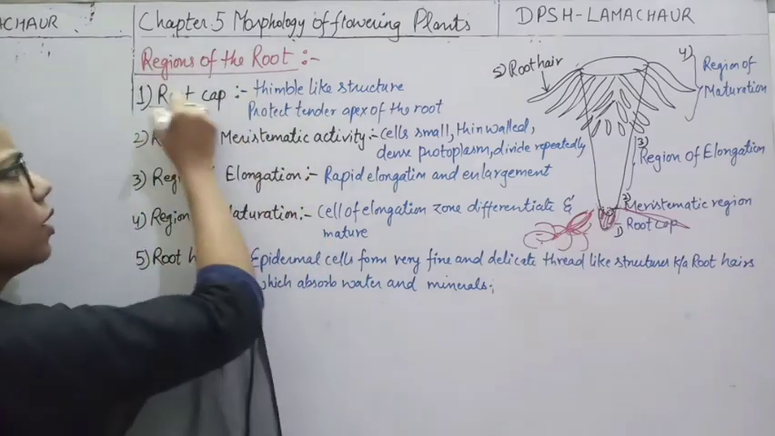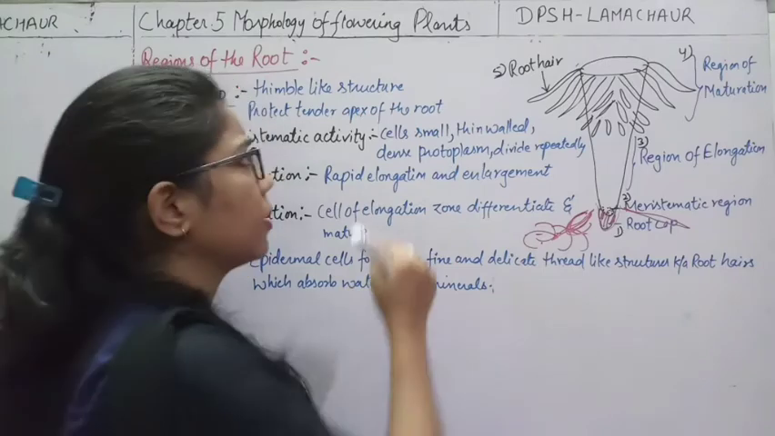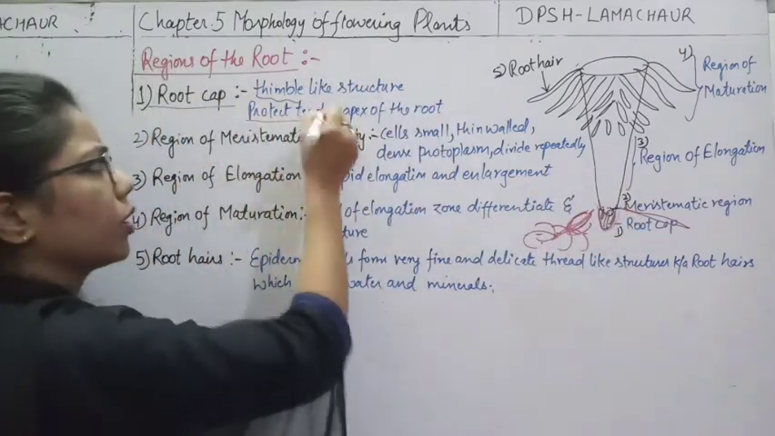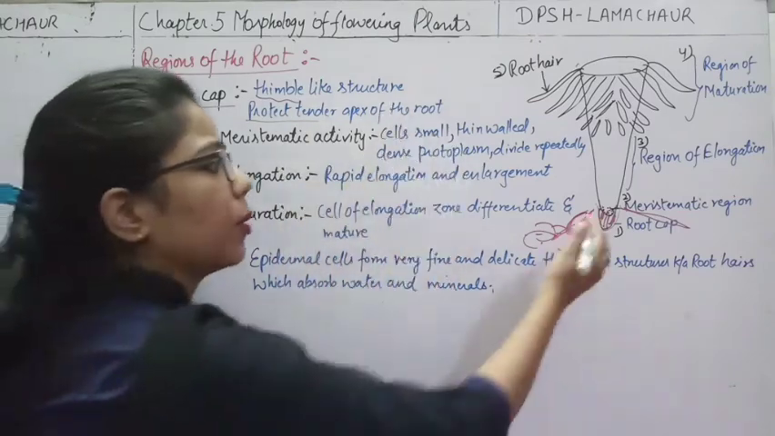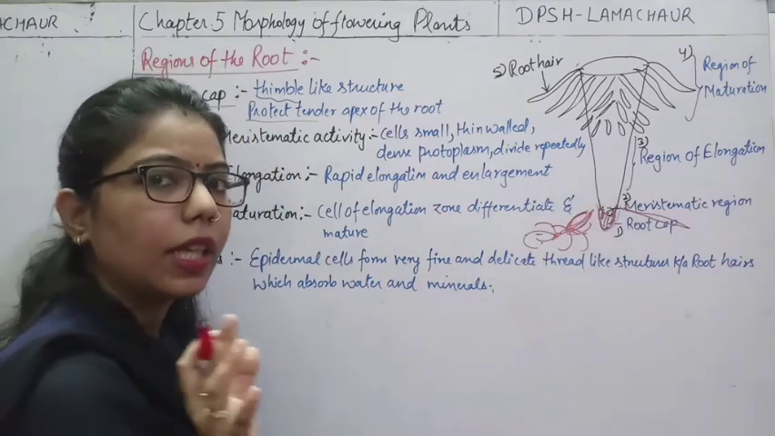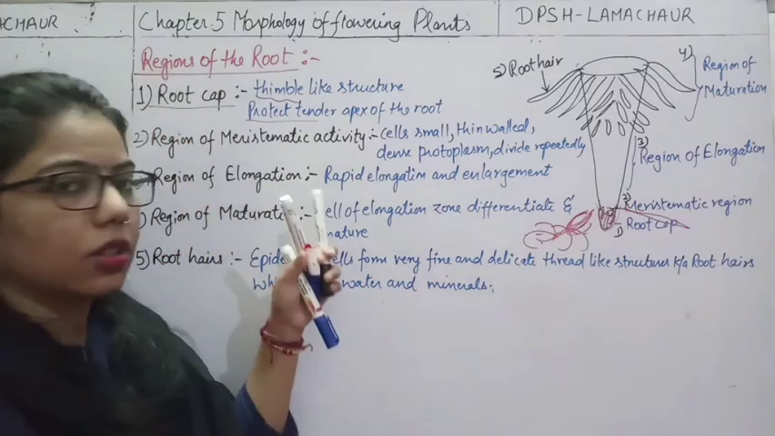The first one is the root cap, which is a thimble like structure. You can see that thimble like structure is here above the root. And what is the function? It protects the tender apex of the root, because the apex of the root is very tender and very delicate, so it should be protected by some structure, and that structure is what?